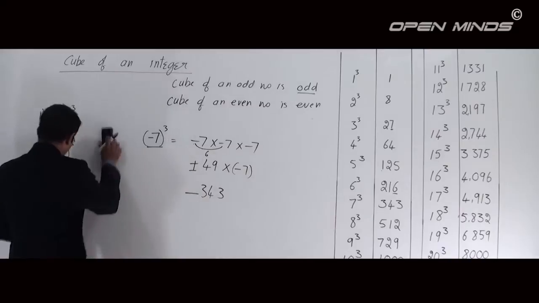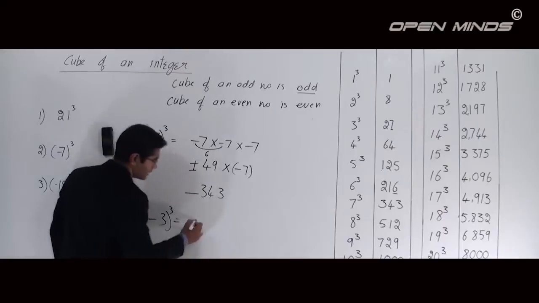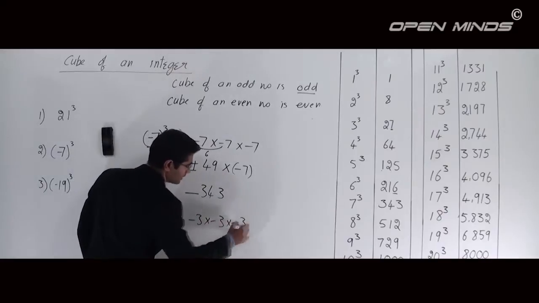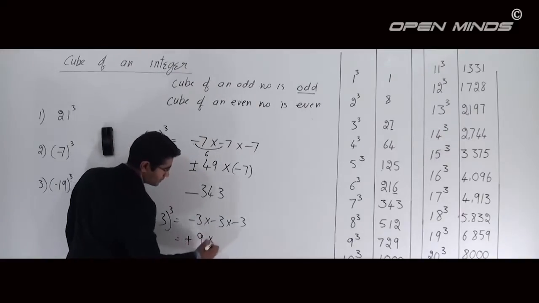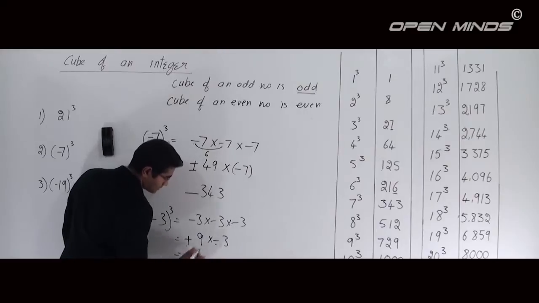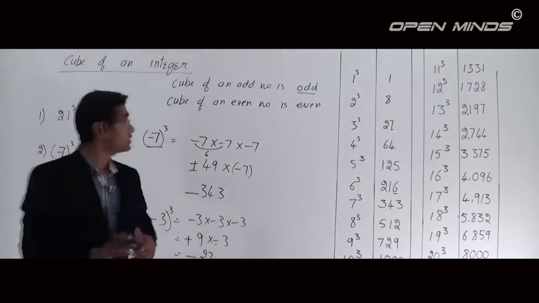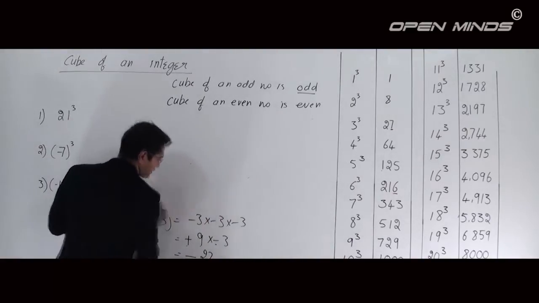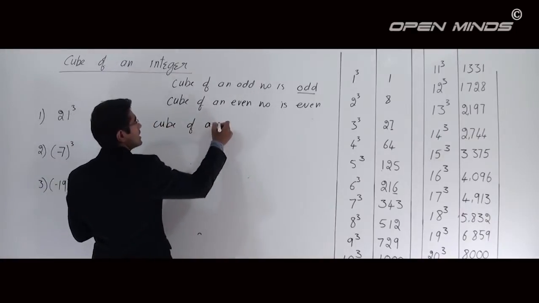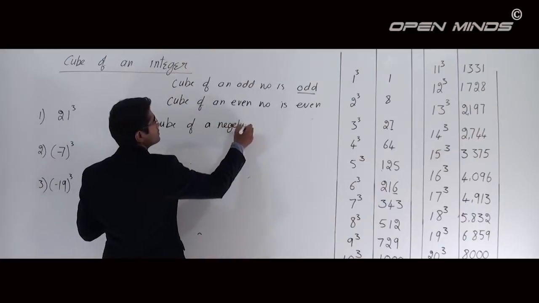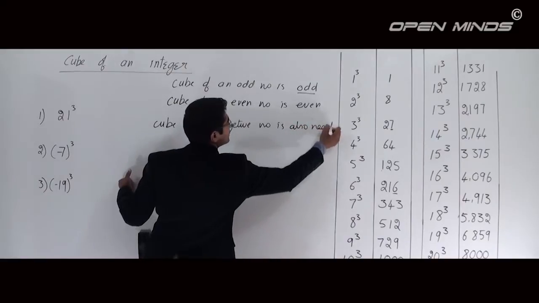Could we understand that? So let's take another example and check. Let's say negative 3 whole cube. Negative 3 times negative 3 times negative 3. Negative 3 into negative 3 is positive 9, times negative 3. Plus into minus is minus. That's 27. Look at that, again you get the answer to be negative. So we are very sure that the cube of a negative number is also negative. All right, good, we understand this.